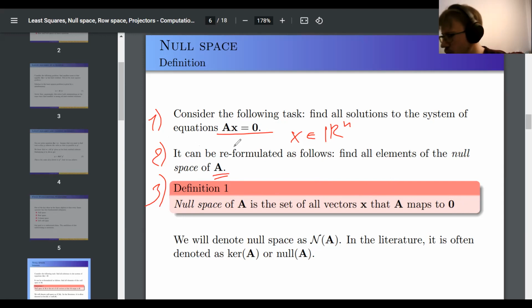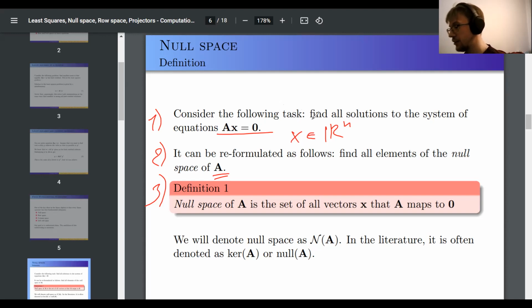Let me know if any of you had already studied null space in the undergrad courses. Did you? Yes. So some of you already had this in undergrad courses. Only you or someone else too? Okay, at least two people studied it. Great.